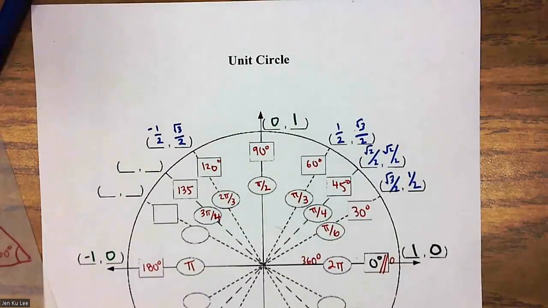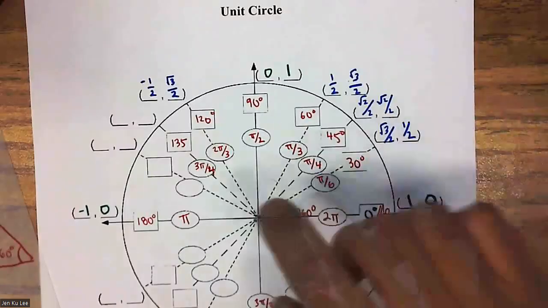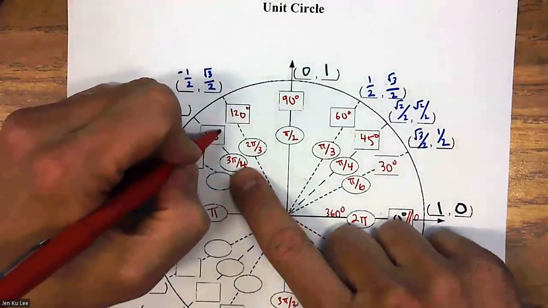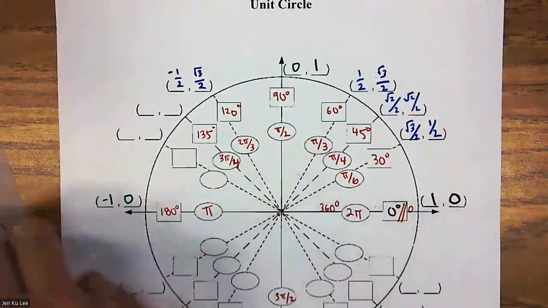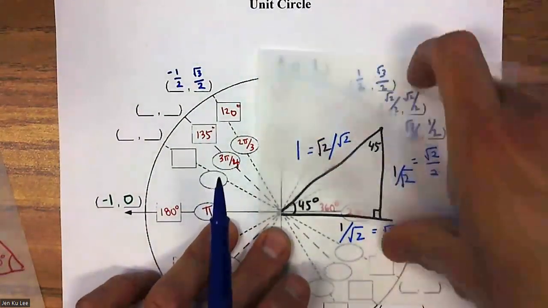All right. So that's 3 pi over 4, right? And it's 135 degrees. Okay.